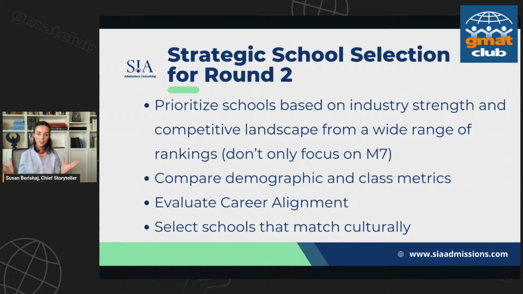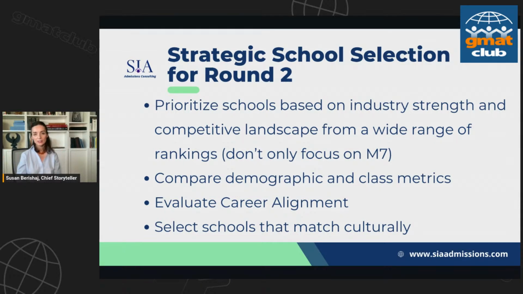So look at the wide range of lists, not only M7s. Obviously, a few M7s, it's normal. Everyone should be targeting a few M7s. That makes sense. But then also, T20 are some amazing schools and programs that have amazing offerings that you can still get to where you want to go with their support. Then you want to compare demographics and class metrics so that when you're selecting them, you go through those three categories that I mentioned earlier, where don't only put in everything in the reach category. You do want to have a balanced list.